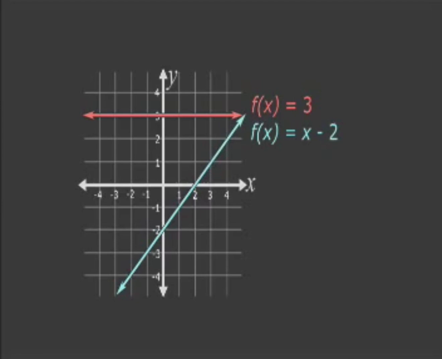A linear function is also a straight line, but unlike a constant function, the line may intercept the x and y axis at any point, and therefore lie at an arbitrary angle. The linear function f of x equals x minus 2 intercepts the x-axis at 2 and the y-axis at -2. A quadratic function is illustrated as a curved line called a parabola.